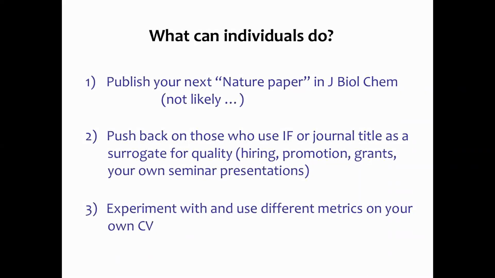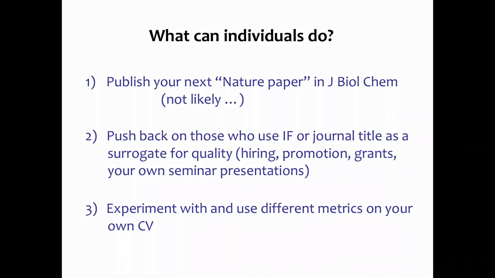And then the final thing I want to suggest to you, and this again we can all do, is experiment with and use different metrics on your own CV. You probably use RCR on your CV, right? You should. I do. So there are various metrics you can use. I have a number of papers that have been cited over 250 times. It doesn't really matter where they were published if they were cited 250 times. I include that on my CV. That actually means more than the title of the journal that they were published in.